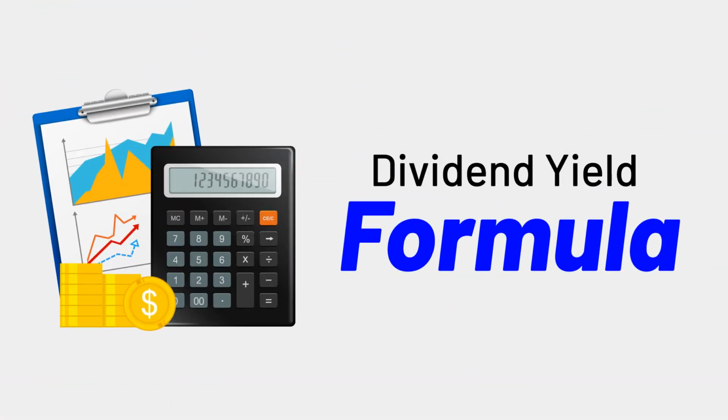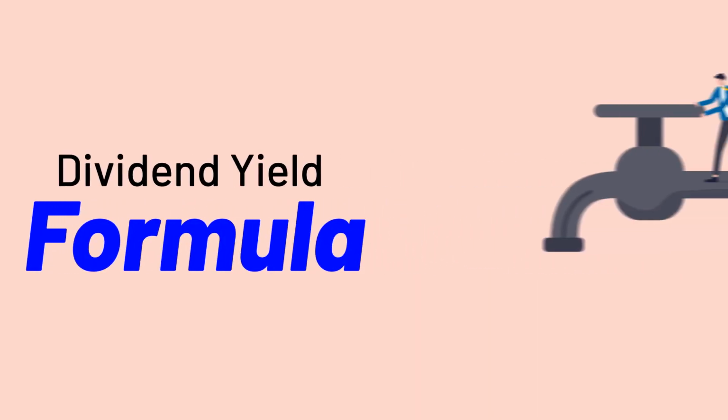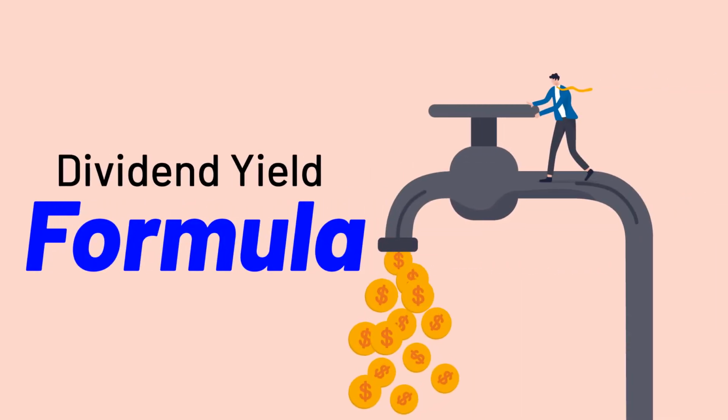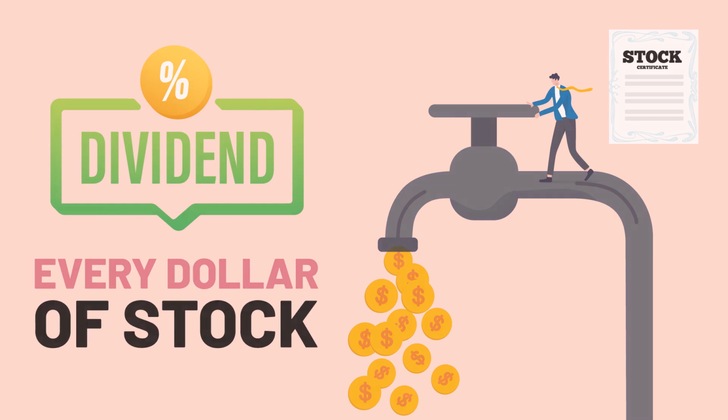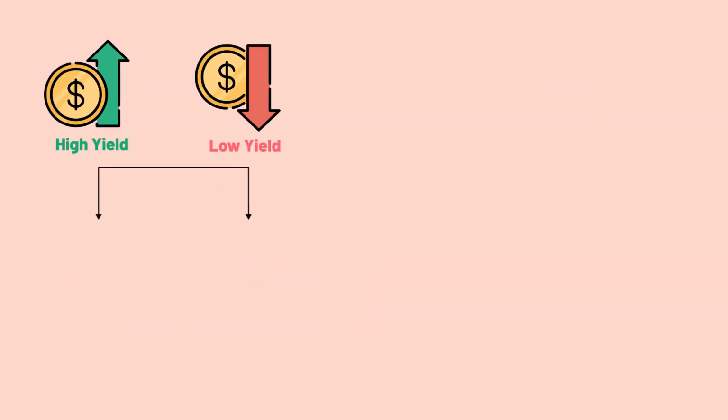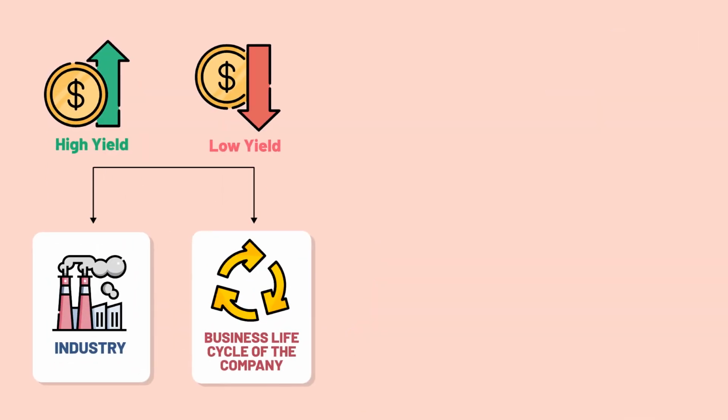Dividend yield formula. The dividend yield formula is used to determine the cash flows attributed to an investor from owning stocks or shares in a company. Therefore, the ratio shows the percentage of dividends for every dollar of stock. A high or low yield depends on factors such as the industry and the business life cycle of the company.